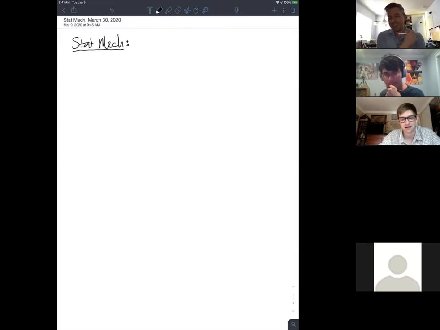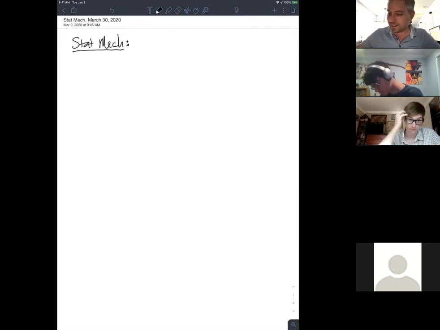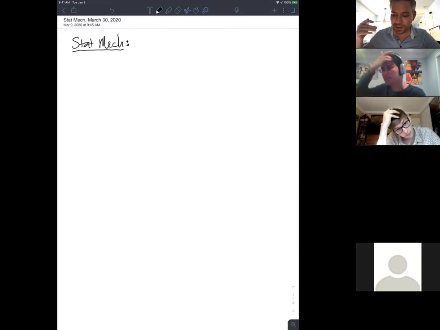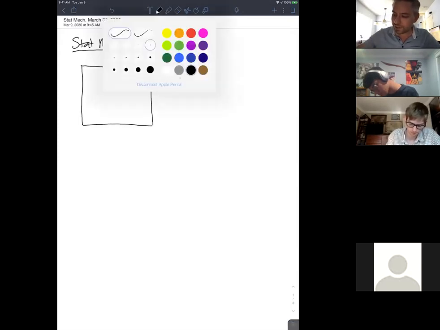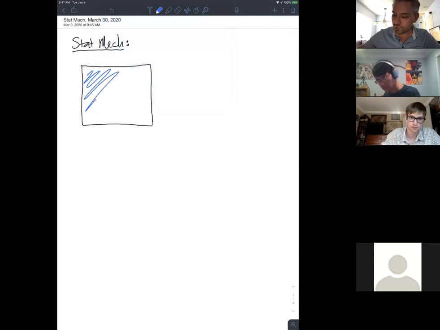All right, so what is StatMech? Allow me to illustrate what it is we're going to try to do with a relatively basic example. Let's imagine we have a box. So here's a box. Now we take this box and we fill it with some kind of gas.